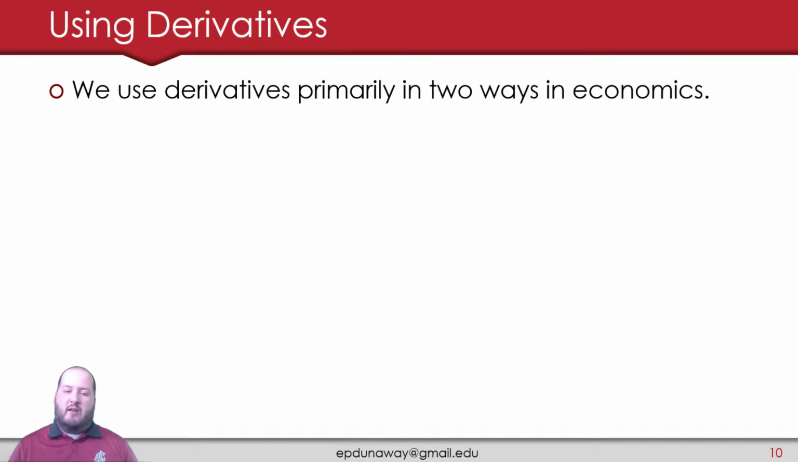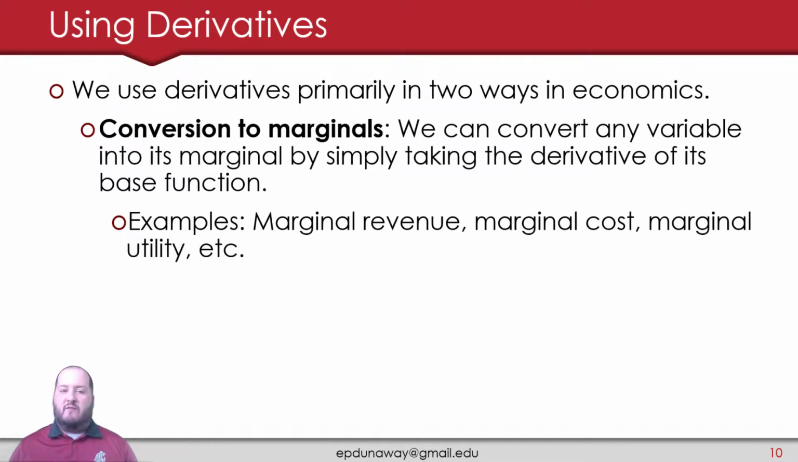So anyways, getting into the practical aspect of it, we're going to use derivatives primarily in two ways in economics. The first is conversion to marginals. So basically, we can take any variable in economics and convert it from its total to its marginal by just taking the derivative of its base function. So those are examples like marginal revenue, marginal cost, marginal utility, and it goes on. You're going to calculate more marginals than you ever thought existed. And you can always define new ones. That's part of the fun of being a researcher. We figure out new types of marginals that we can interpret.